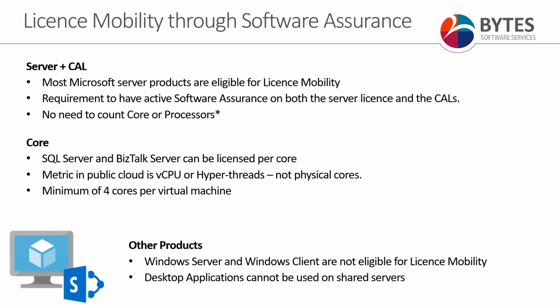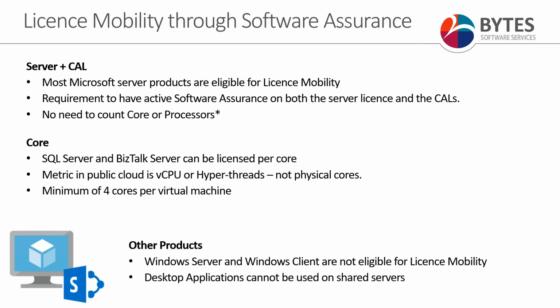Most server products are eligible for license mobility under the server and CAL model. They must have active software assurance on the server license and the client access license, and there is no need in that instance to count the core or number of processors.